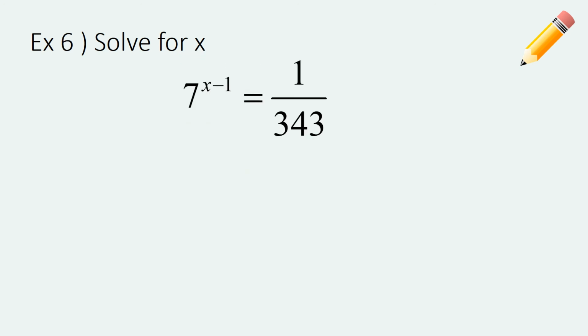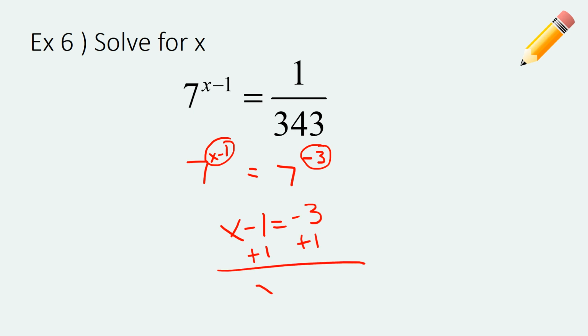And our last problem for today. So we have 7 to the x minus 1 is equal to 1 over 343. So if you think back to the beginning of our video, we could rewrite 1 over 343 as 7 to the negative 3. And then we have 7 to the x minus 1. So now I can set x minus 1 equal to negative 3. And then add 1 to get x alone. And we're left with x is equal to negative 2.